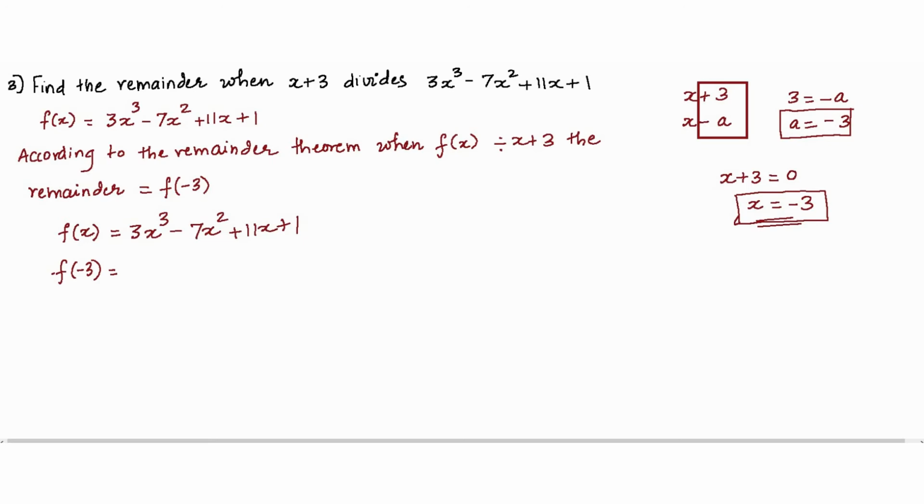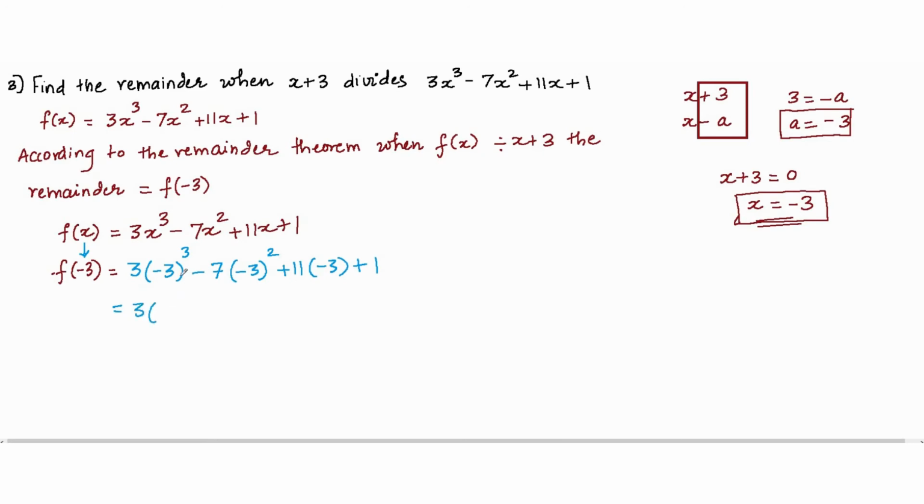That is what I see over here. So x has to be substituted by negative 3. So this becomes 3 times negative 3 the whole cube minus 7 times negative 3 the whole square plus 11 times negative 3 plus 1. So let's evaluate this value now.